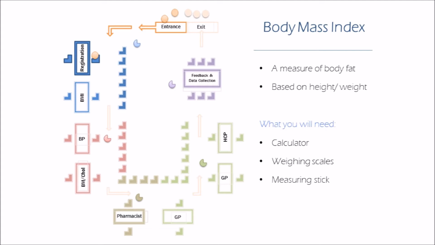BMI, or Body Mass Index. BMI is a measure of body fat based on a person's height and weight. It can be a useful indicator for predicting risk of several conditions, such as type 2 diabetes or heart disease. You will need a calculator, a pair of weighing scales, and a measuring stick or height measure. This does not have to be costly. You can find a height measure online and print it out.